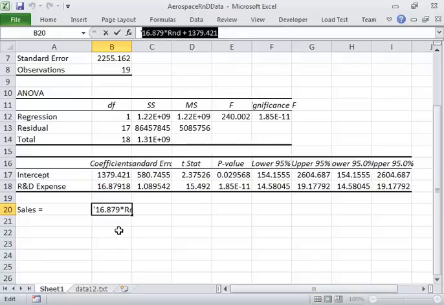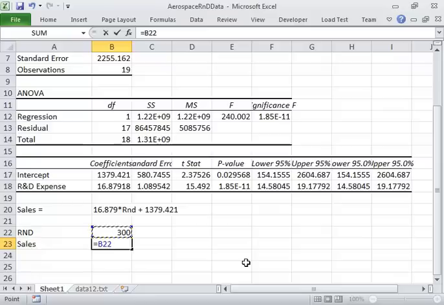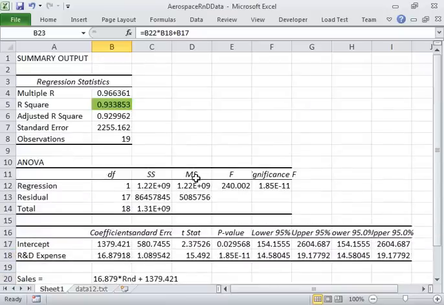Now, if I was going to predict the sales of a company with an R&D of 300, R&D 300, the sales for this company will be equal to 300 times this plus this. So my prediction, this is my equation, that was part one. Part two, my prediction is $6,443.17.5, give or take. And my confidence, my level of predictability of this data is 93%.